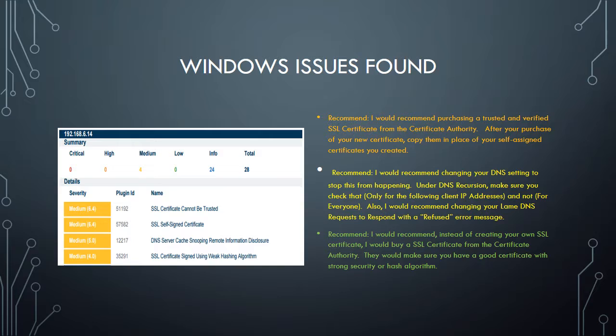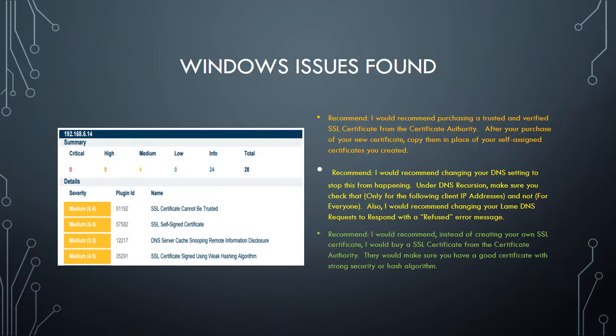Would recommend the same thing as before. Would recommend purchasing a trusted and verified SSL certificate from the certificate authority, and after purchasing it, basically copying it in place of the self-assigned certificate that was created in the Windows system. Next, we have a DNS server cache snooping remote information disclosure.